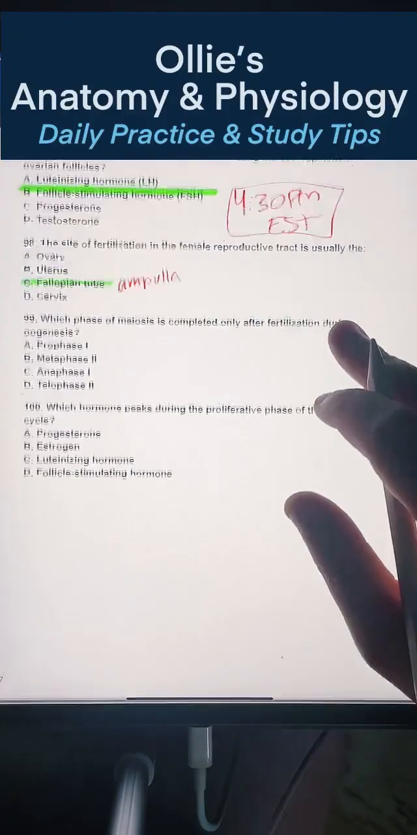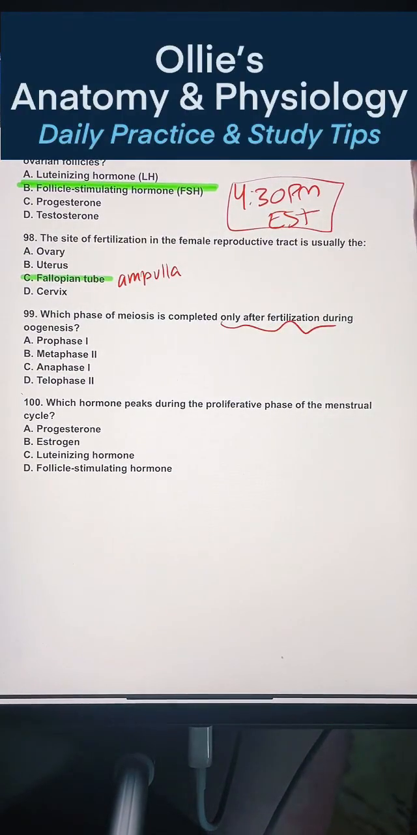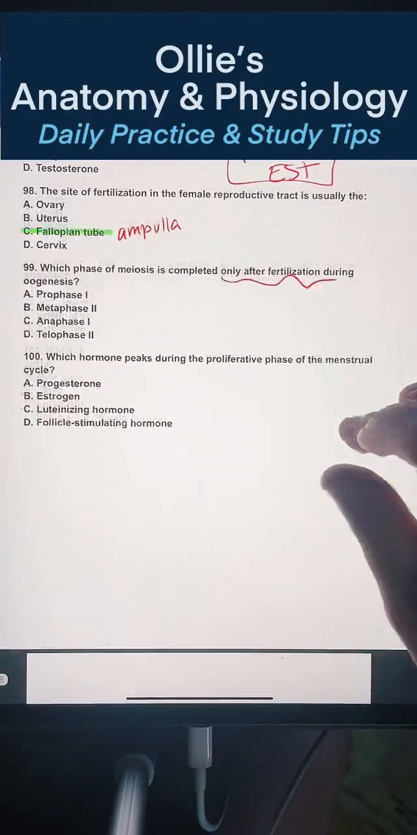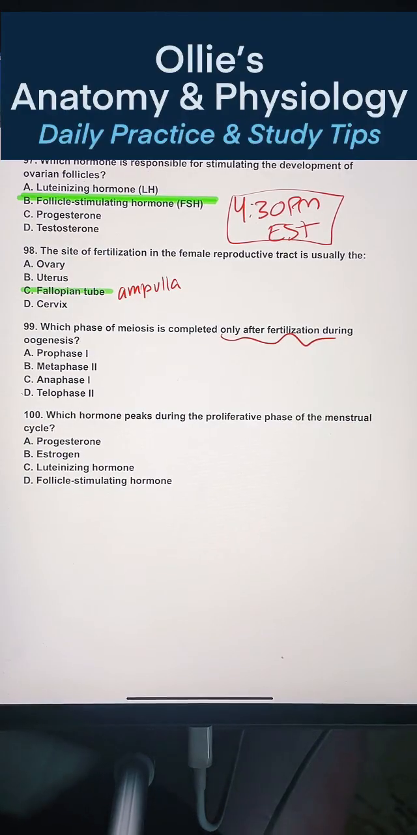Last two questions here. Number 99, which phase of meiosis is completed only after fertilization? During oogenesis. Which one is that going to be? For number 99.